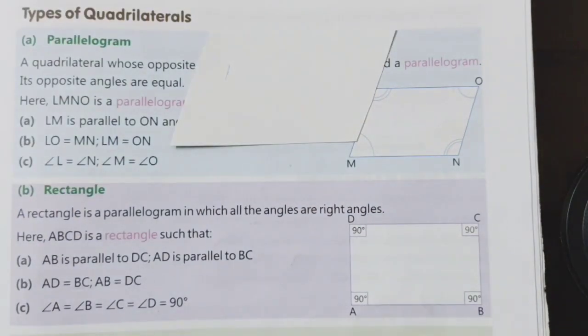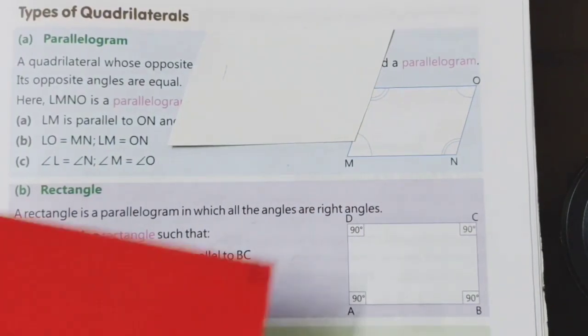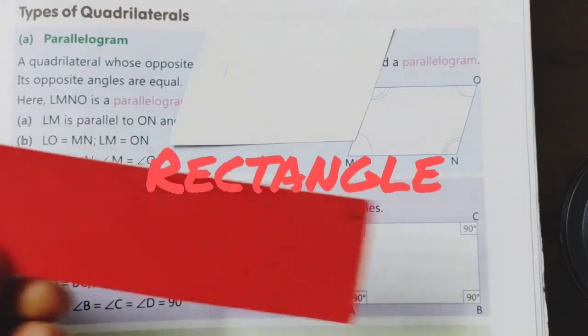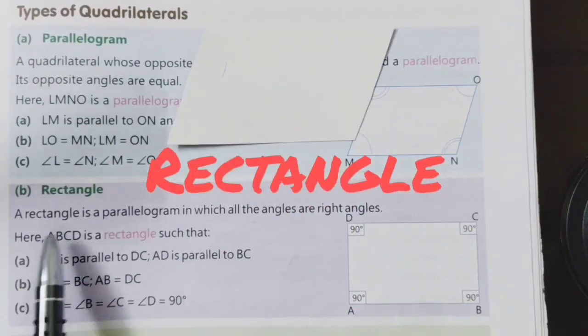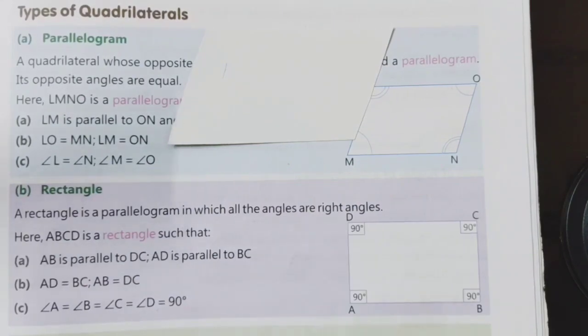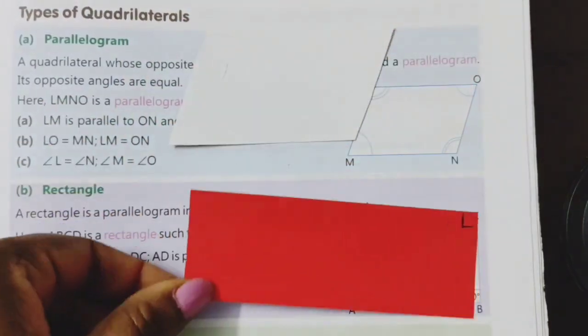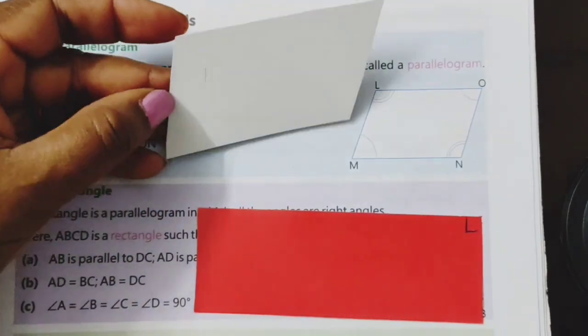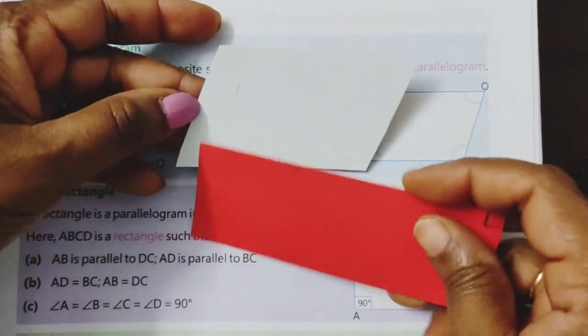Next example I am giving you is the rectangle. A rectangle is a parallelogram in which all the angles are right angles. So what do we find? Just like a parallelogram, this is a parallelogram and this is our rectangle.